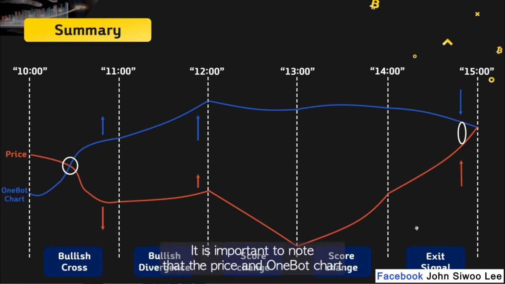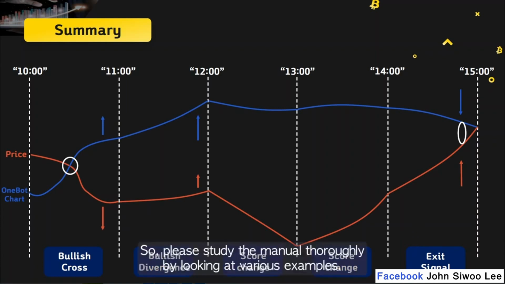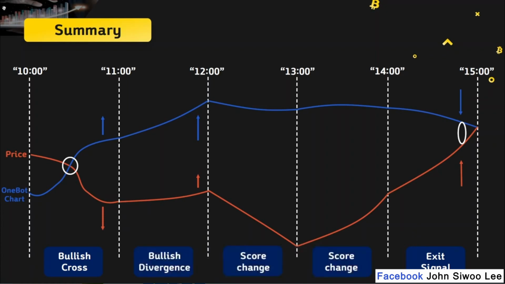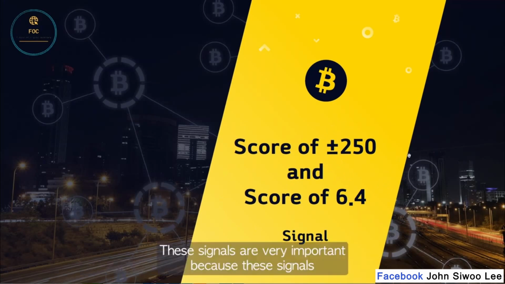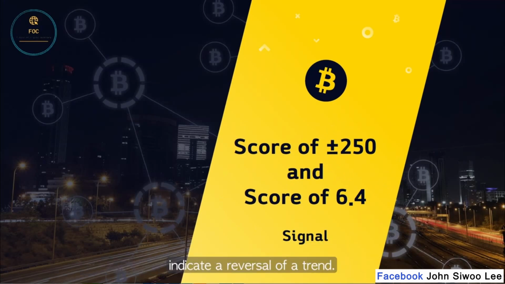It is important to note that the price and Onebot chart may not move in the same direction, just like this example. So please study the manual thoroughly by looking at various examples. Next, I will explain the score signals higher than 250 and lower than negative 250, and the score of 6.4 signal. These signals are very important because these signals indicate a reversal of a trend.